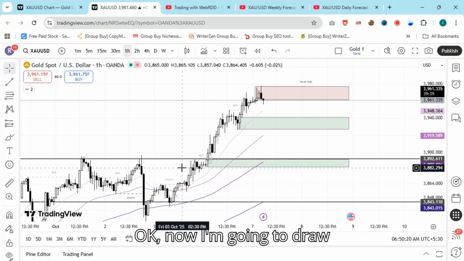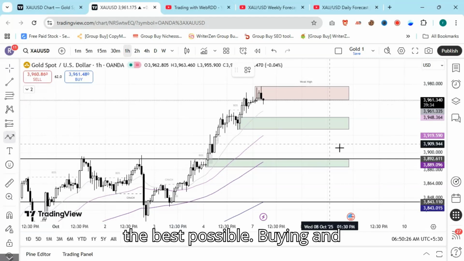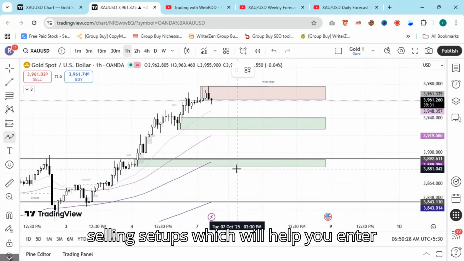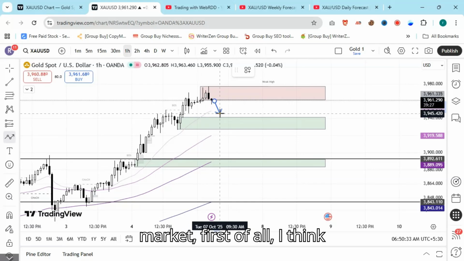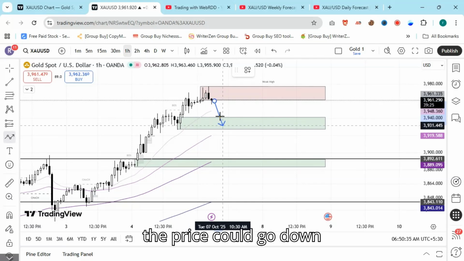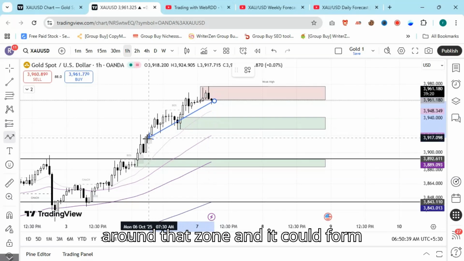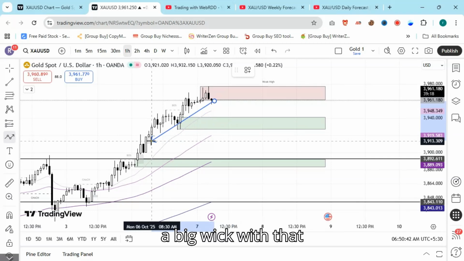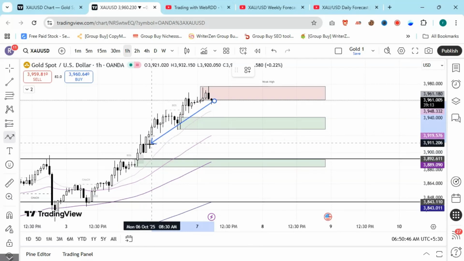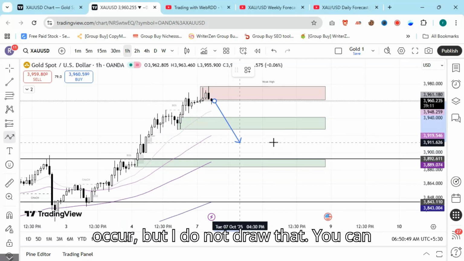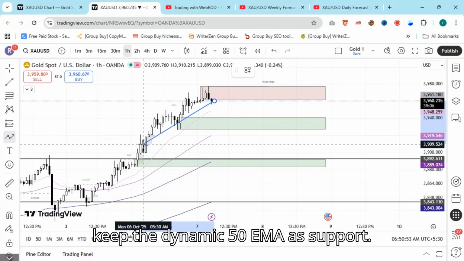Okay, now I am going to draw the best possible buying and selling setups, which will help you enter the market. Okay, in this market, first of all, I think the price could go down around that zone, and it could form a big wick with that fair value gap. Okay, and sometimes another buy zone could occur, but I do not draw that. You can keep the dynamic 50 EMA as support.